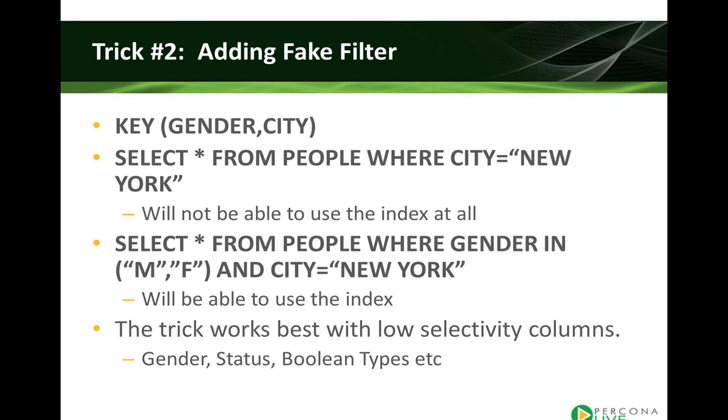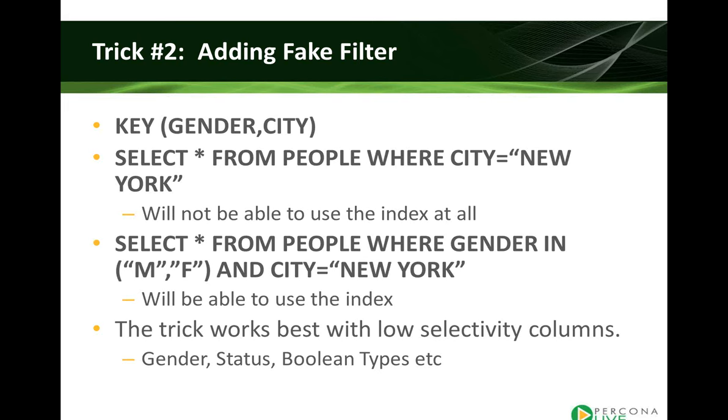Let's look again at the given index, which is gender and city, and the query, which says, find everybody from city New York. If you have this index and this query, you won't be able to use the index at all because we don't have any reference to the first column. But if we extend that and specify the gender with all values which can be in that column, together with city New York, we don't really change anything meaningful in this query. There is no real filtering going on here, but it will be able to use the index well.